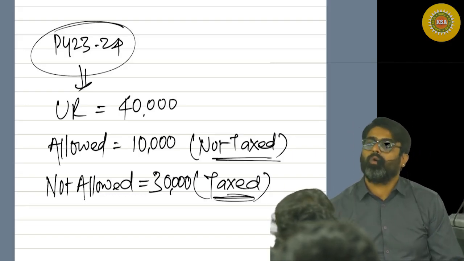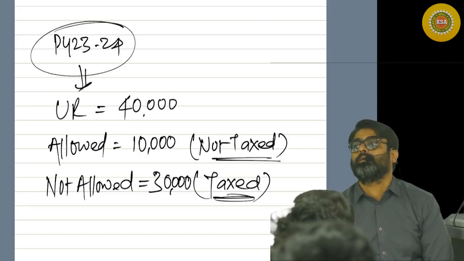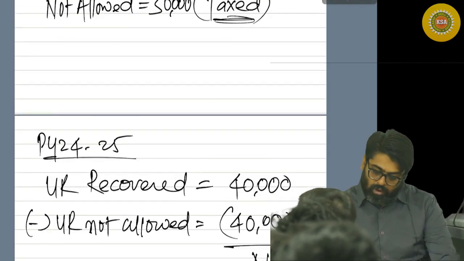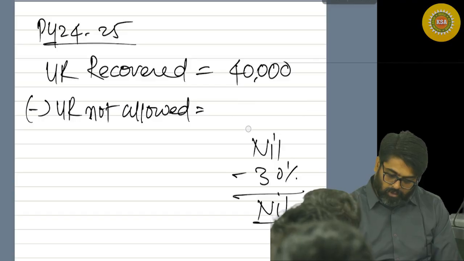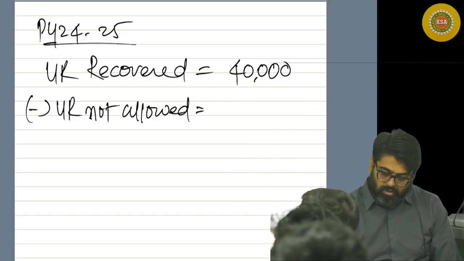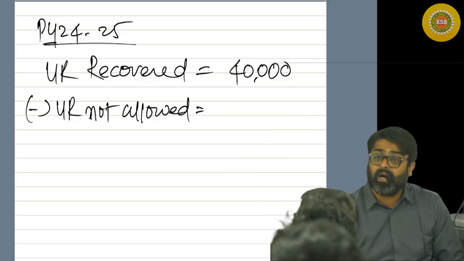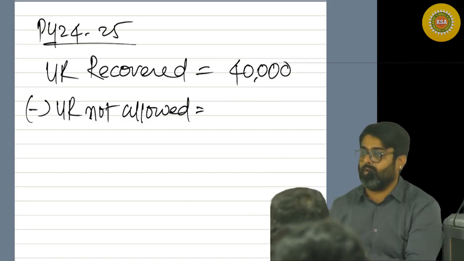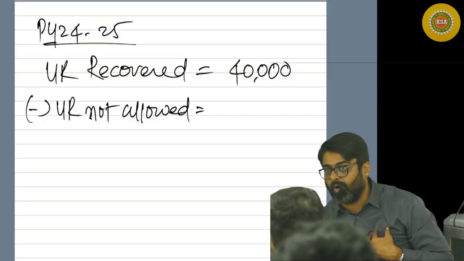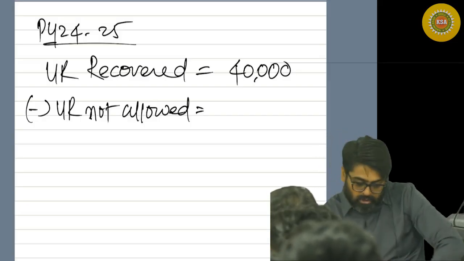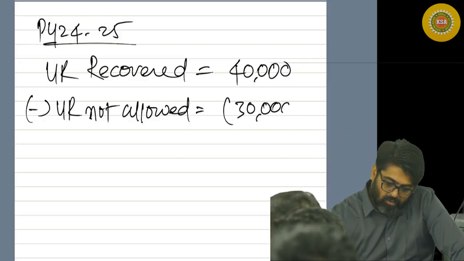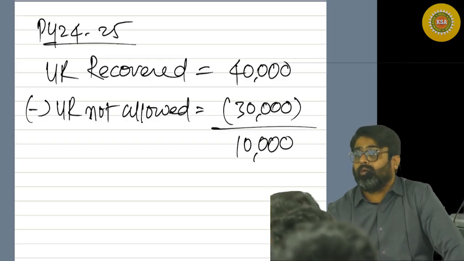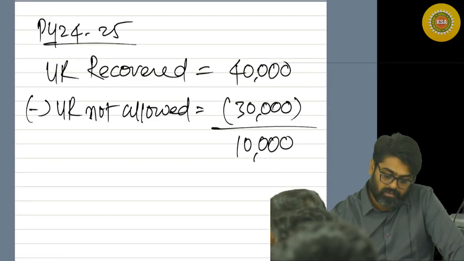Now tell me, out of 40, how much is already taxed? And how much is not taxed? So how much should be taxed now? So this 40 which you have recovered right now, out of this how much was already taxed earlier? The unrealized rent which was not allowed is already taxed. To that extent, whatever recovery is happening, I will not go and pay tax on that again. Yes or no? So remove 30. How much is remaining? This is the amount which was not taxed earlier. From this, reduce.